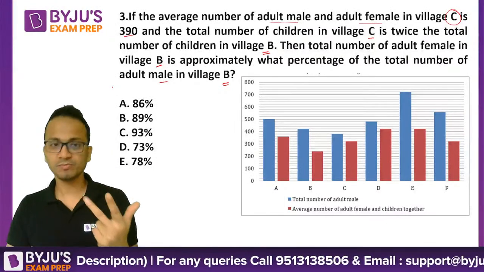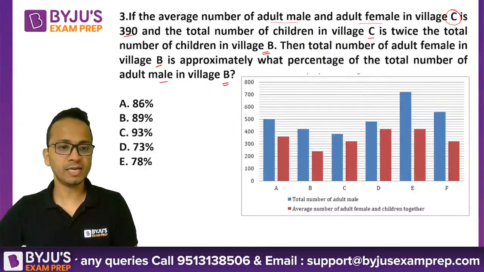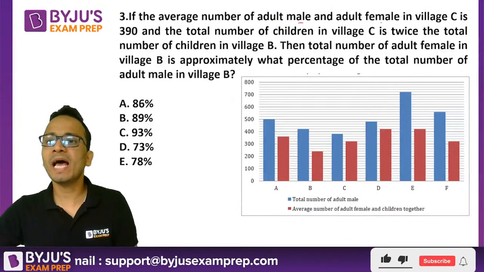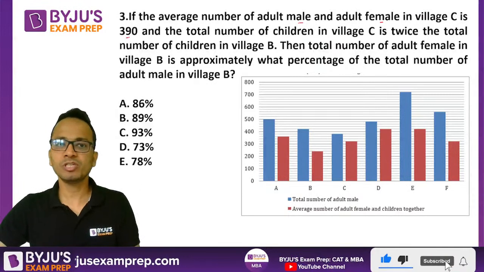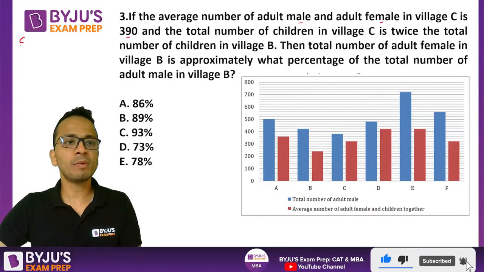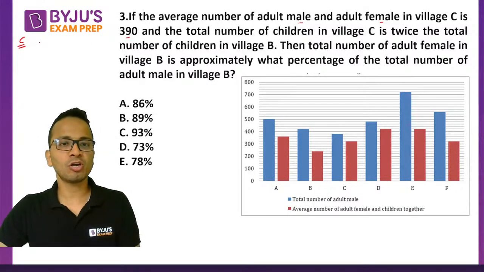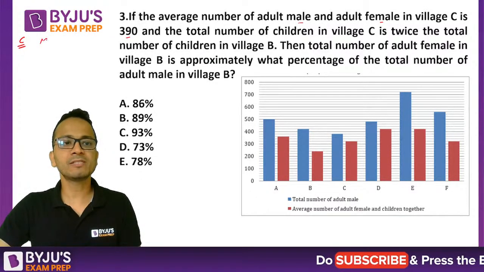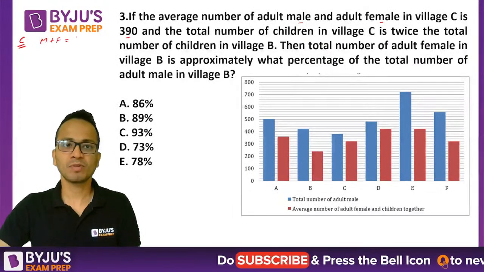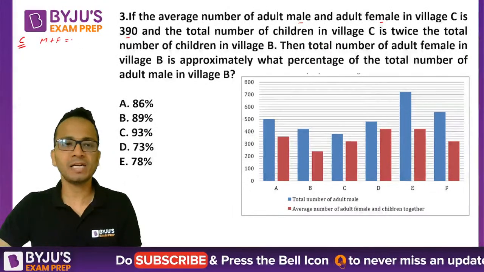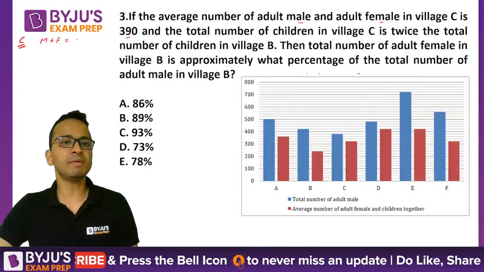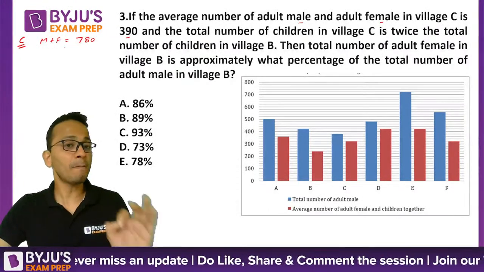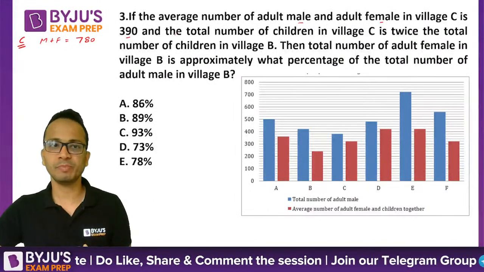Three options. चलिए solve करते हैं slowly and steadily. Now the average number of adult male and adult female in C is 390. So if we talk about village C, look at the top left corner of your screens. The number of males and females will be 390 multiplied by 2, that is 780. This is the number of males and females from the statement.